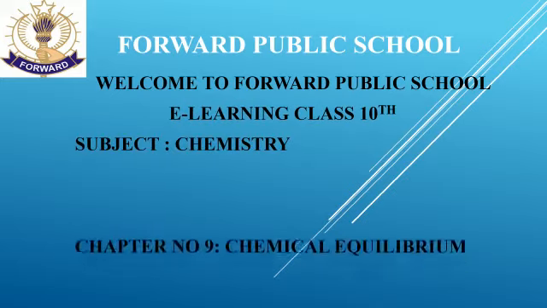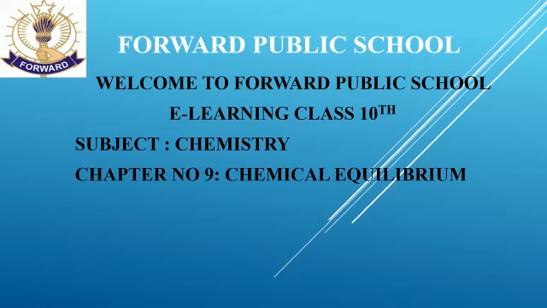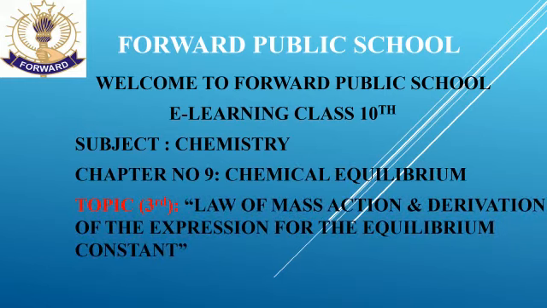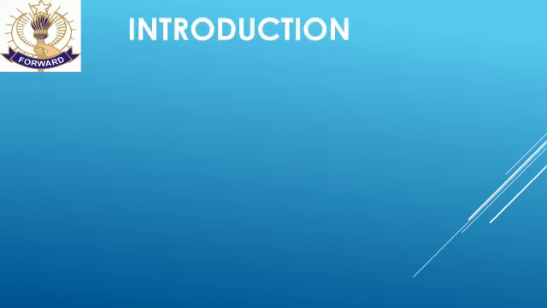Welcome to Forward Public School e-learning class 10. This is subject chemistry, chapter number 9, chemical equilibrium. Today we will discuss the third topic, that is law of mass action and derivation of the expression for chemical equilibrium constant. And I'm your teacher Mehreen Zafar. Let's start our topic. First we will discuss the introduction.